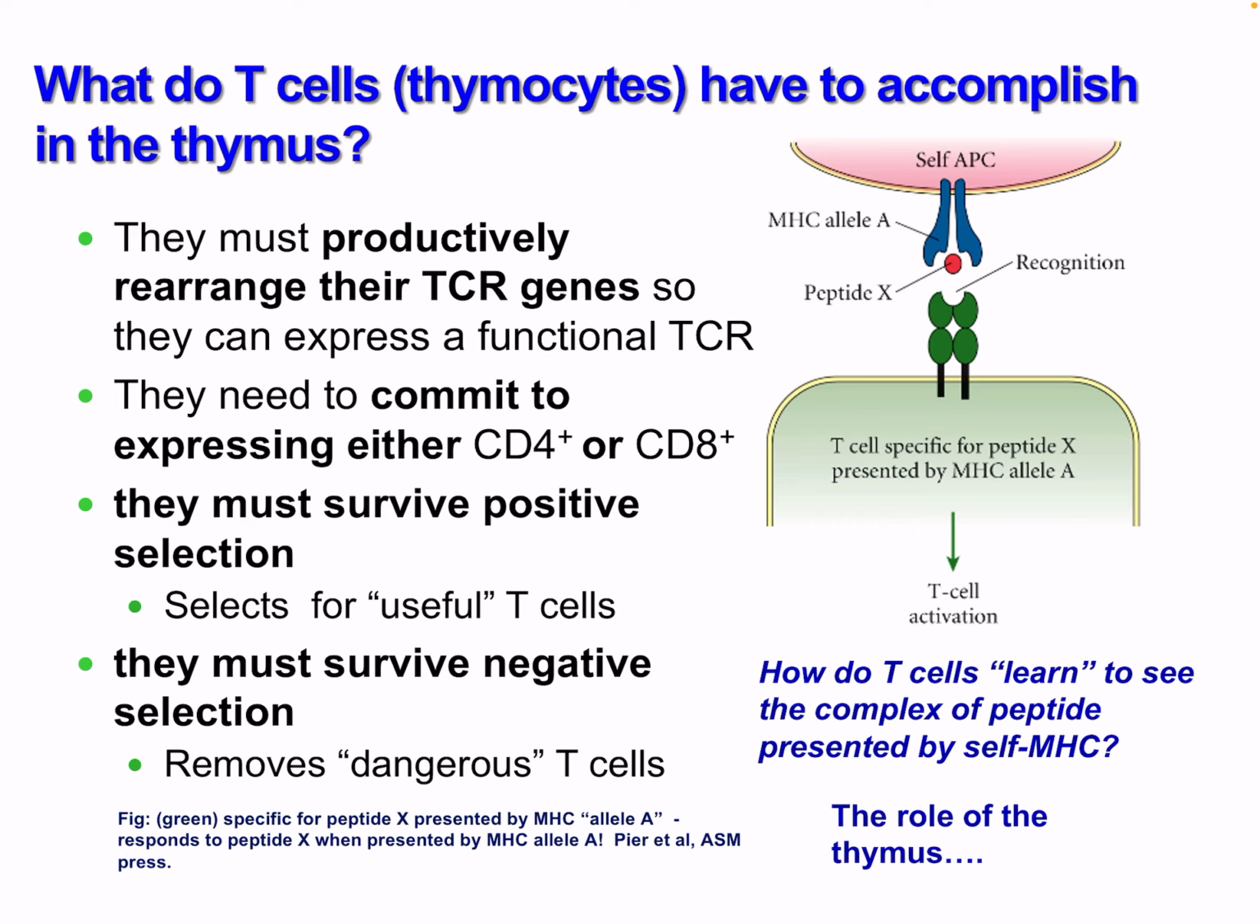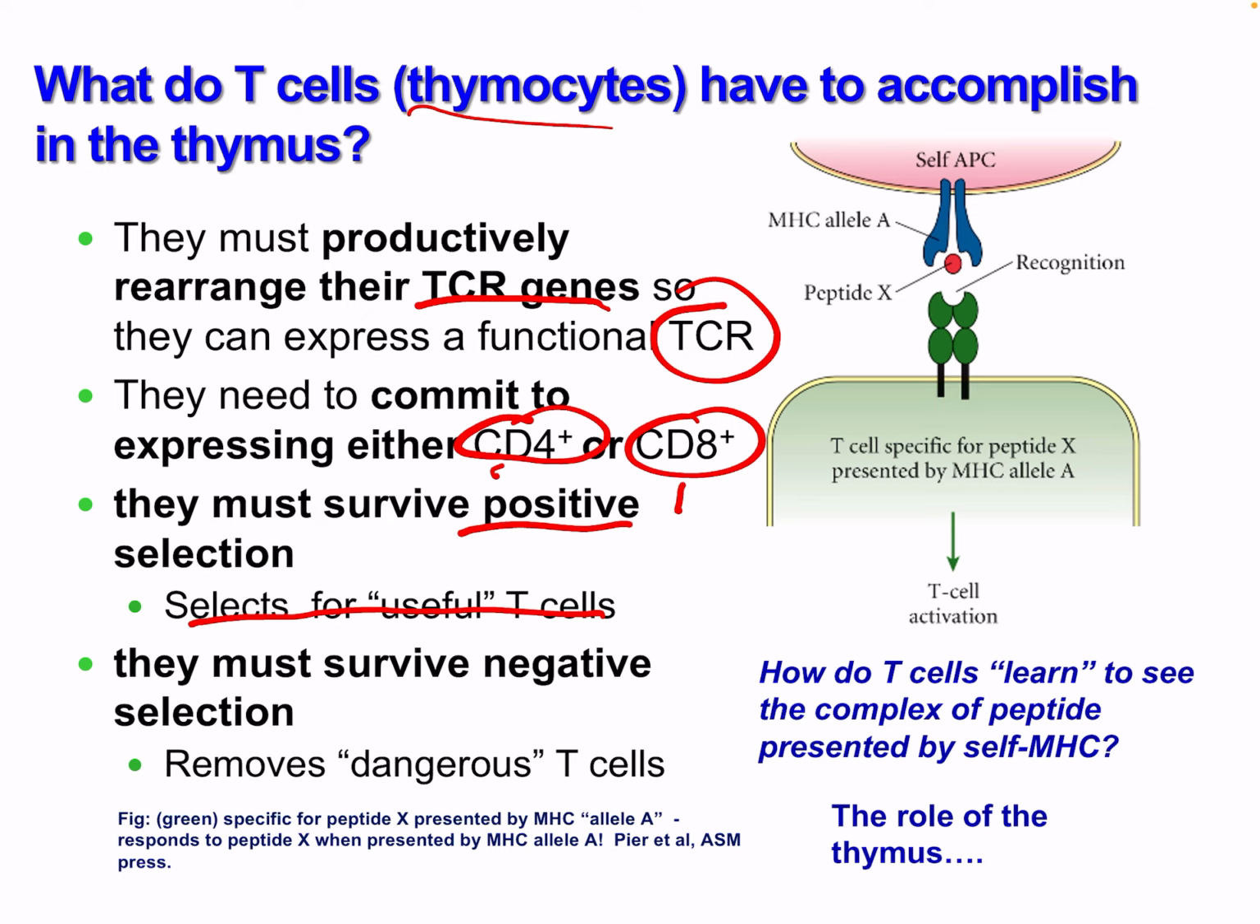So what do T cells or thymocytes have to accomplish in the thymus? They must productively rearrange their T cell receptor genes so they can express a functional T cell receptor. They need to commit to expressing either CD4 or CD8, which are T helper or cytotoxic T lymphocytes. They must survive positive selection, which we'll discuss later, which selects for useful T cells, and they must survive negative selection, which removes dangerous T cells. So again, how do T cells learn to see this complex of peptide and self-MHC? This is the role of the thymus, but we'll get to that later.